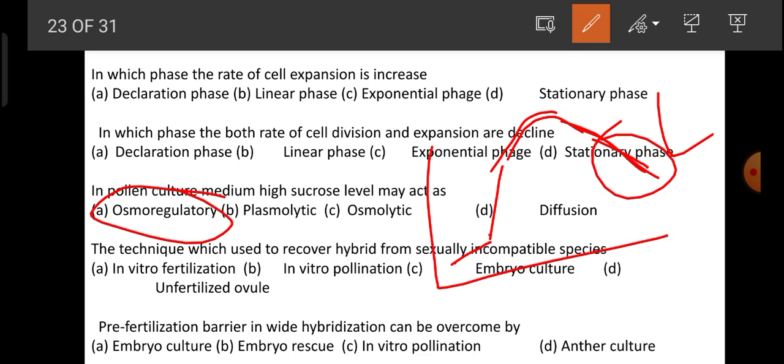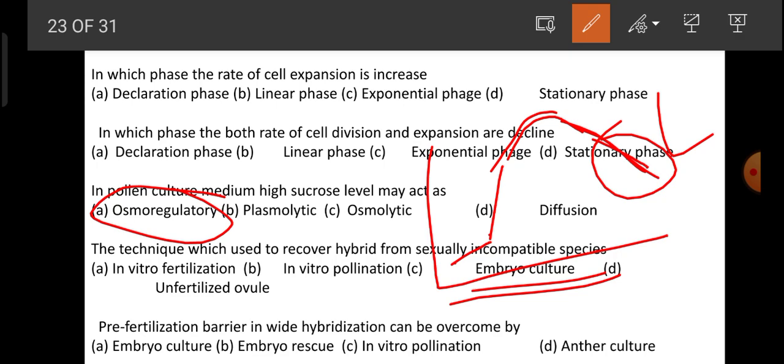Next question, the technique used to recover hybrids from sexually incompatible species. Options are in vitro fertilization, in vitro pollination, embryo culture, unfertilized ovule. The answer here is embryo culture. In vitro means inside the test tube, where the fertilization is done. Embryo culture, as you know, is where embryos are taken and rescued. Unfertilized ovule, here it is not used.